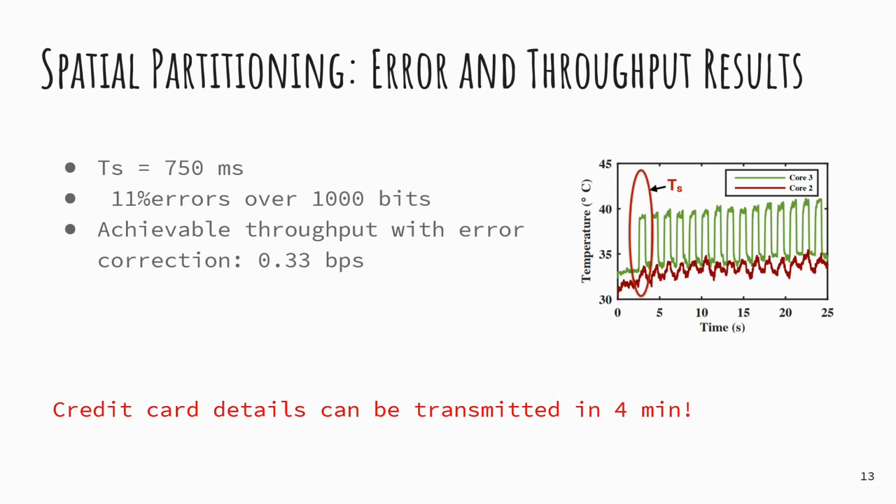To get a good result in this experiment, it took about 750 milliseconds to transmit 1 bit, and they did it 10 times for 100 bits to achieve an error rate of 11%, which gives us a throughput of 0.33 bits per second. It basically says we can leak the credit card information in only 4 minutes, and it's a pretty good result.